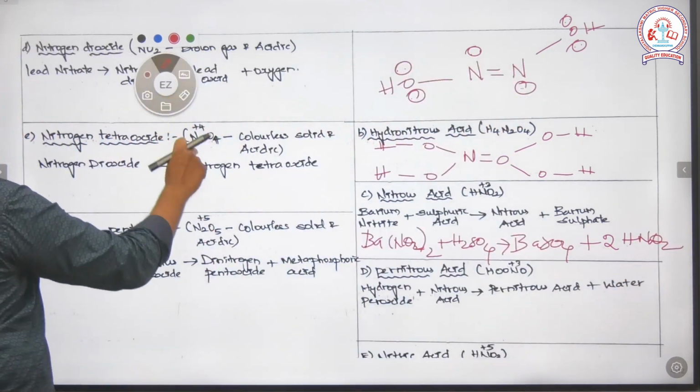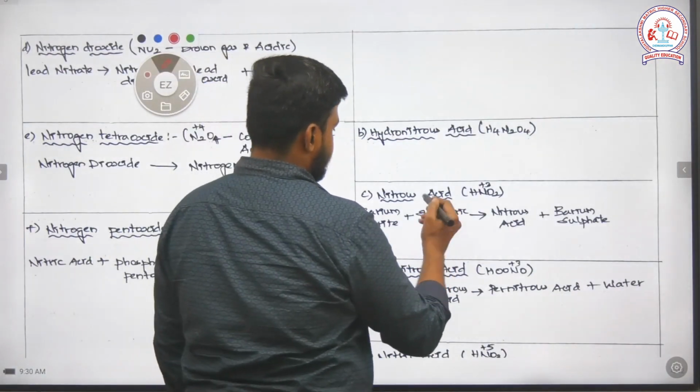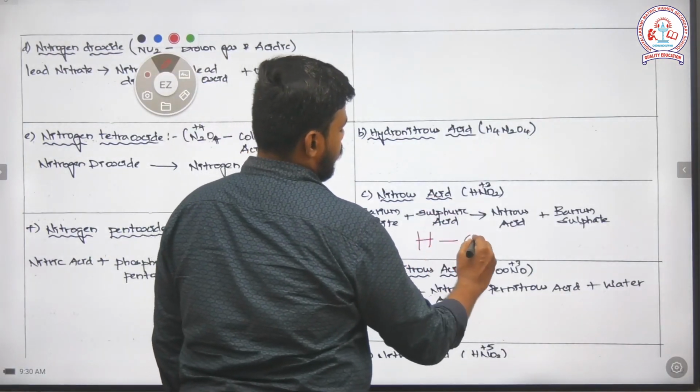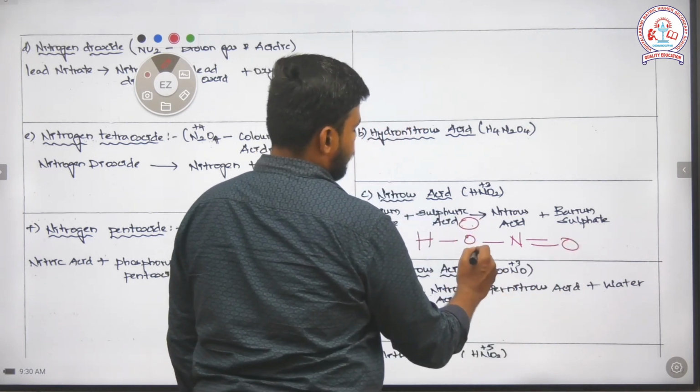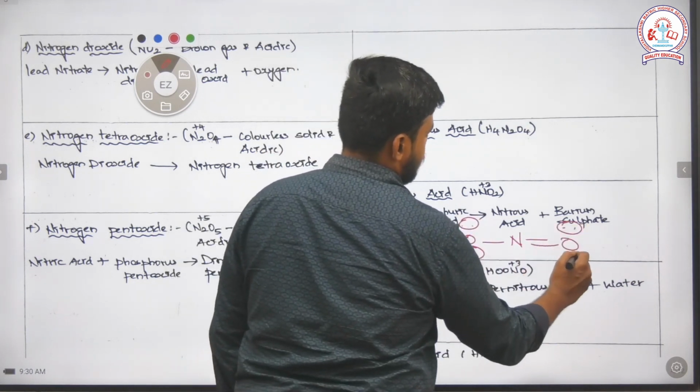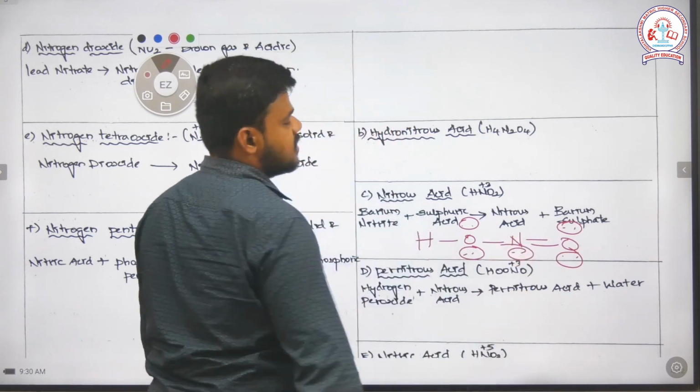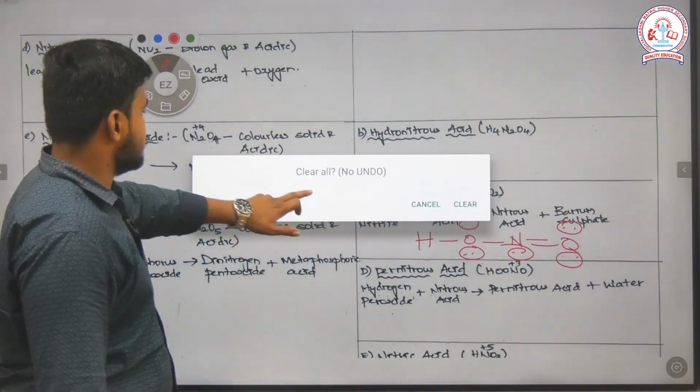The structure of nitrous acid is H-O-N double bond O, with 2 lone pairs, 2 lone pairs, and 1 lone pair. So this is the structure of nitrous acid.